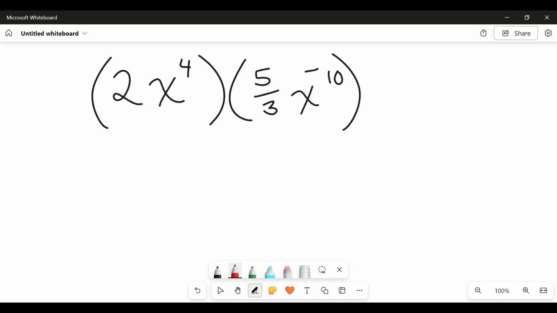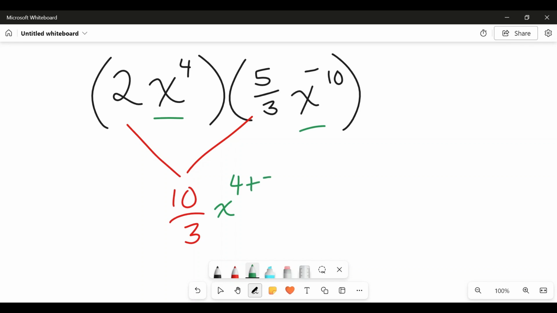So we have a multiplication scenario here. So again, we multiply 2 times 5/3. And when you multiply 2 times 5/3, that is 10/3. Keep the base, add the exponents. So 4 plus negative 10. Now simplify. Can't simplify 10/3. So we're just going to leave it 10/3 x to the negative 6 power.